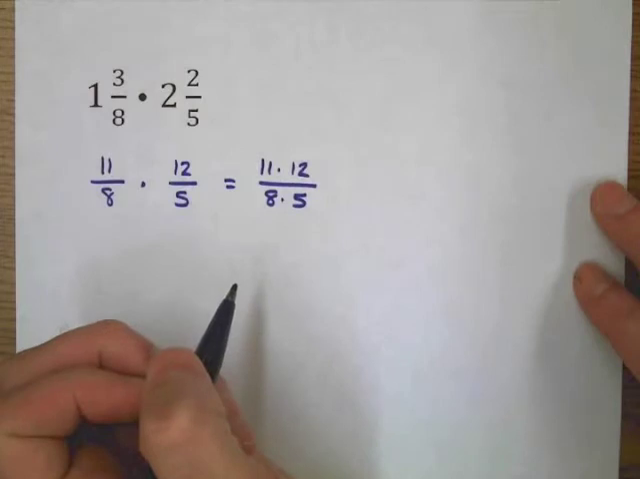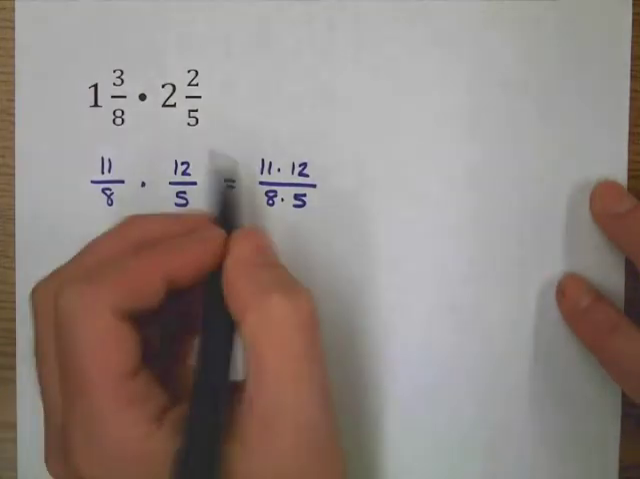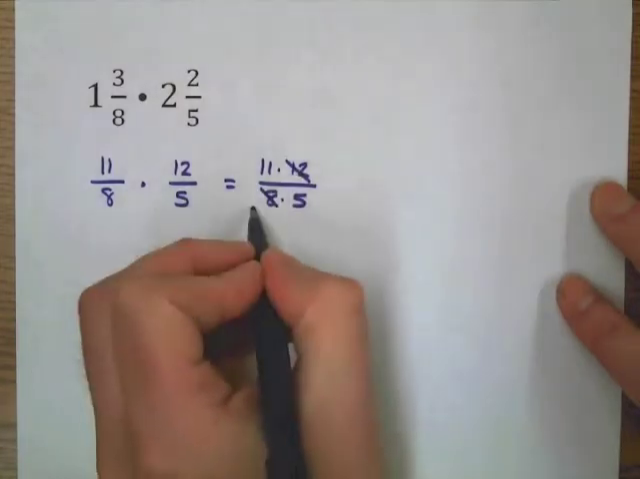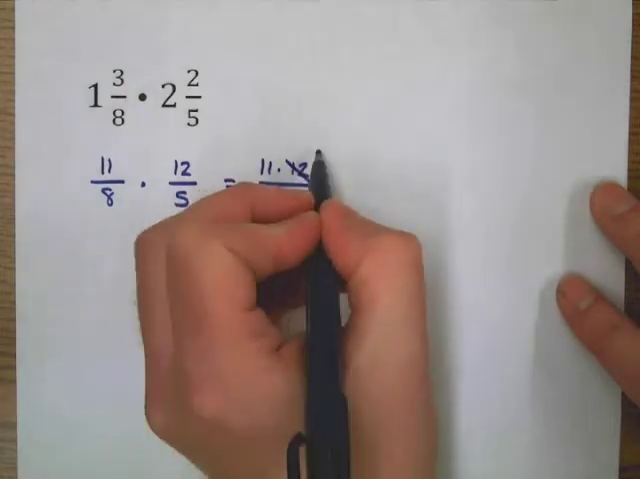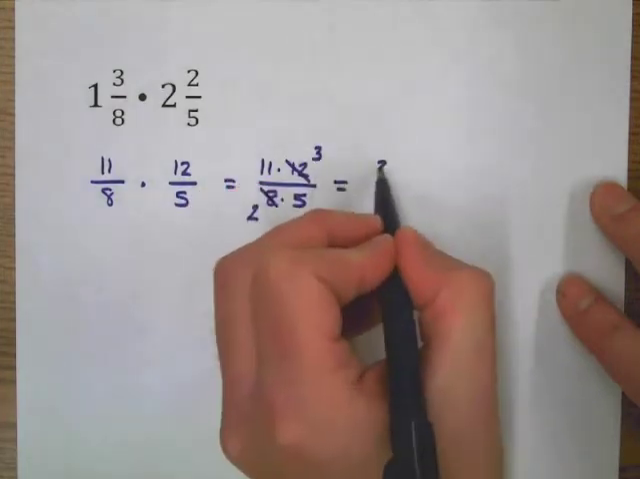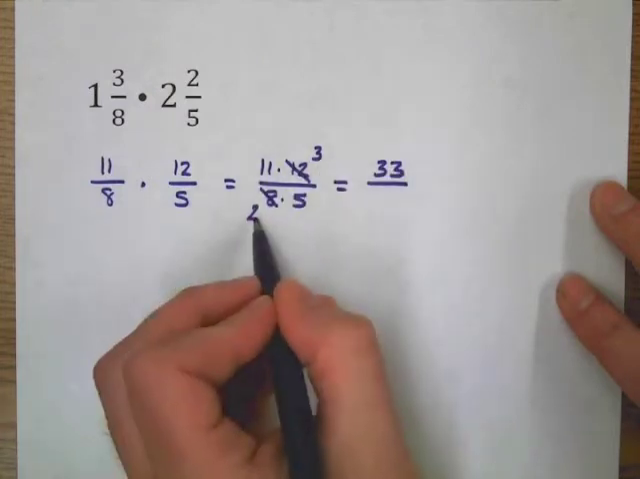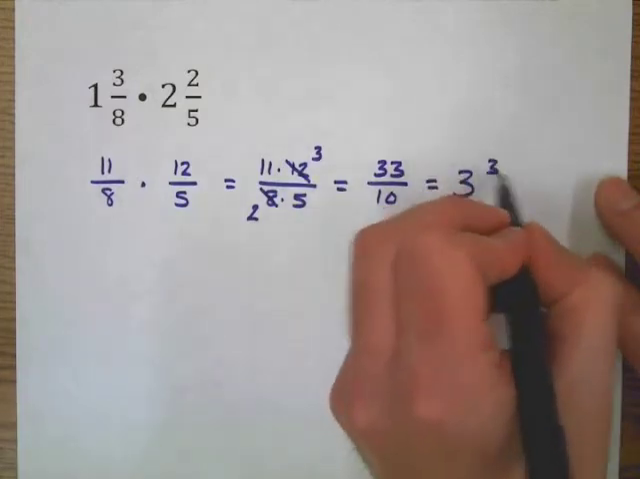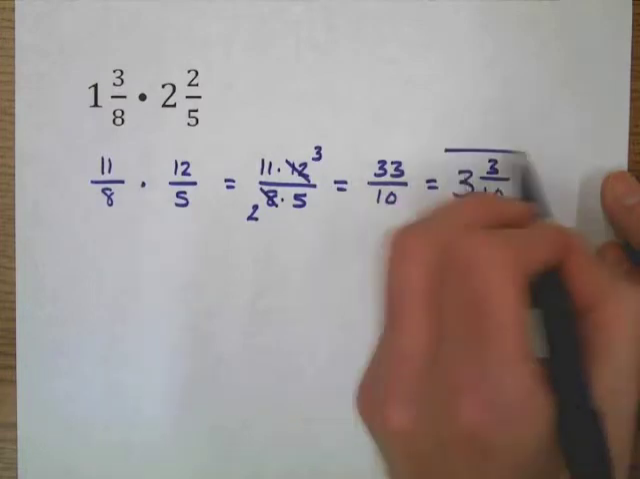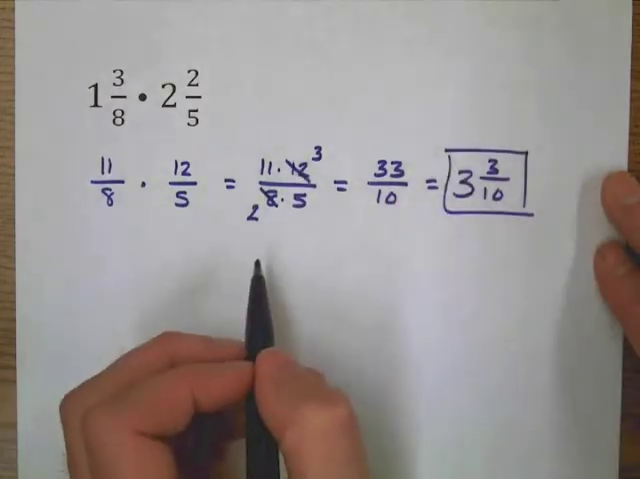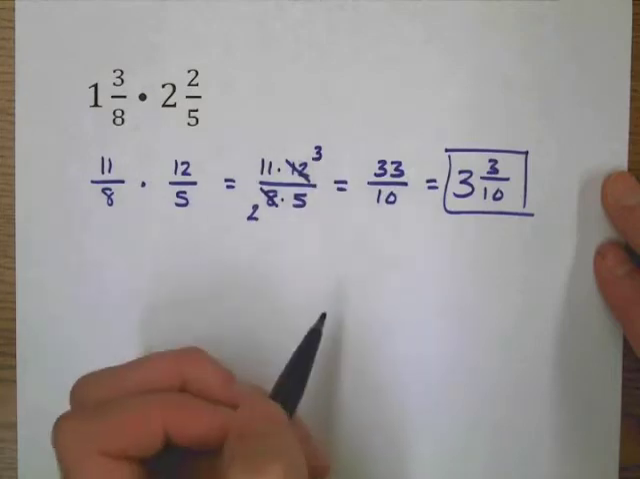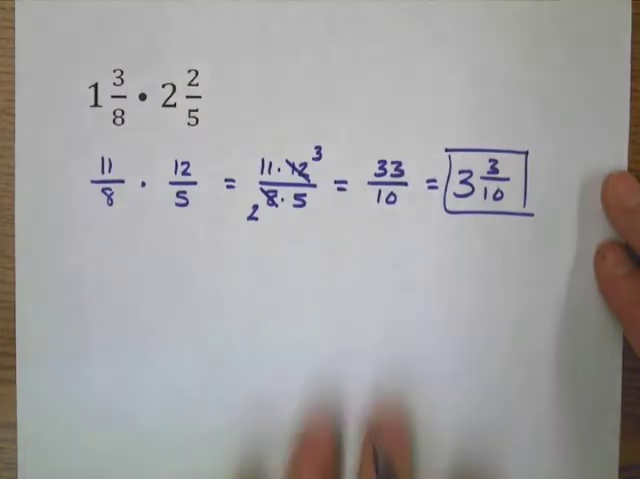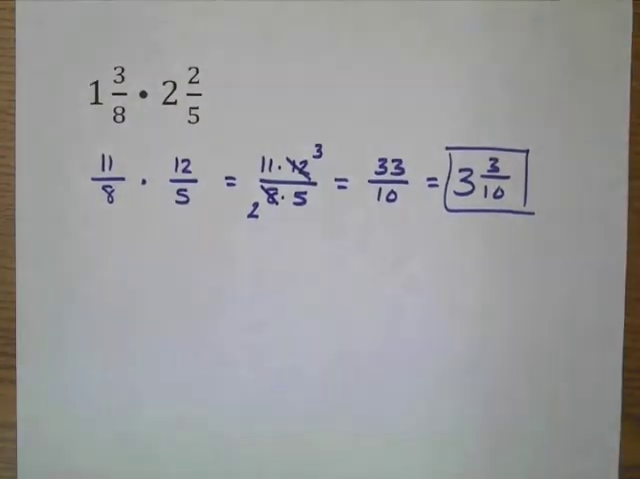And I have some common factors there. There's a 4 as a common factor of both 12 and 8. So if I pull that 4 out of the 12, I'm left with 3. If I pull the 4 out of the 8, I'm left with 2. That leaves me with 33, 11 times 3, on the top, and 2 times 5, which is 10, on the bottom. So 33/10, or 3 3/10. So I can still use those common factors to help find a solution, simplifying before I end up with a solution.